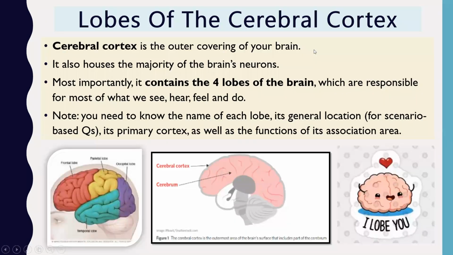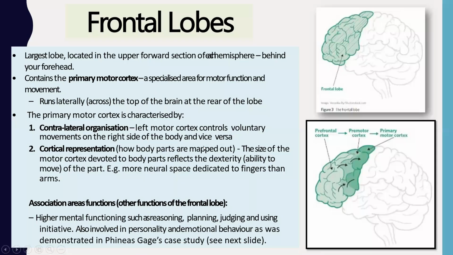I've already talked about the fact that the cerebral cortex is the outer covering of the brain. It houses the majority of the brain's lobes as well as the brain's neurons. I already explained this in the previous slide, so we'll keep moving on.